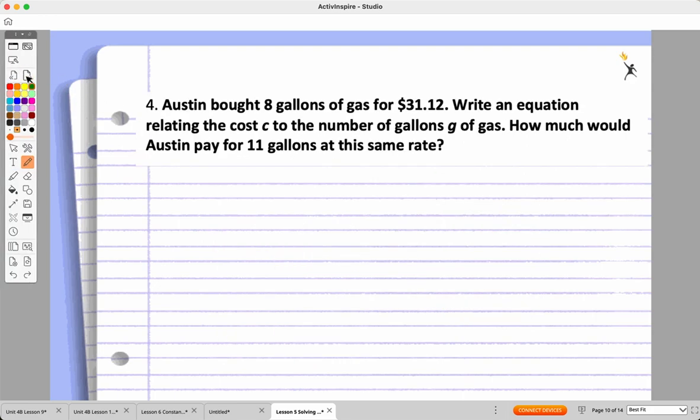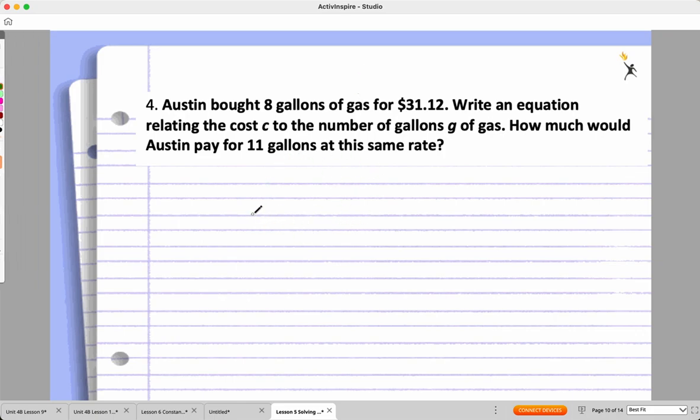All right, last one I want you guys to try. I'm going to have you try this one individually. I know it says my turn, but it's your turn to try this one. I want you to figure out how much money Austin would pay for gasoline. All right, so let's think this through. $31.12 for gasoline for 8 gallons. I want to know how much he's going to pay for 11 gallons. Okay? So this time we're going to use C because it labels it for me, C right here.